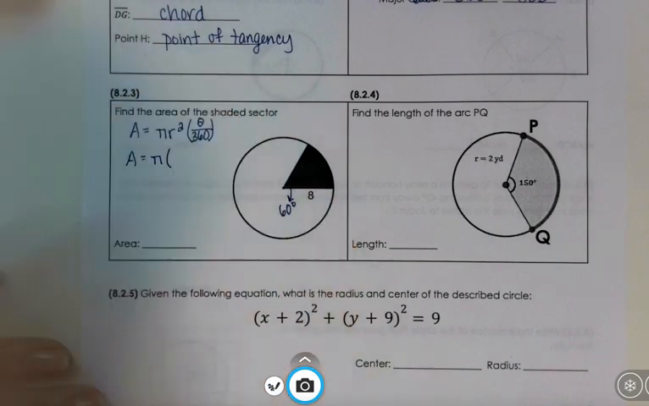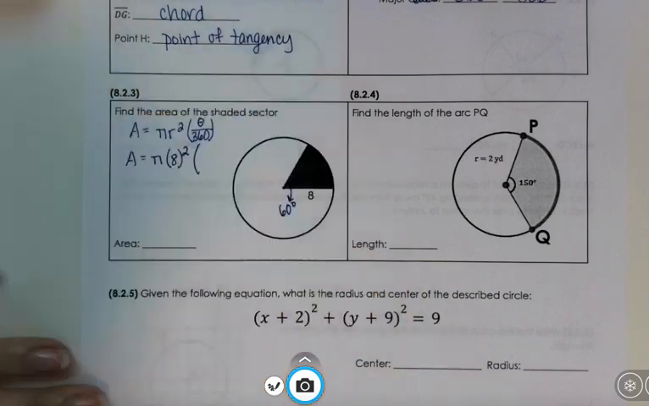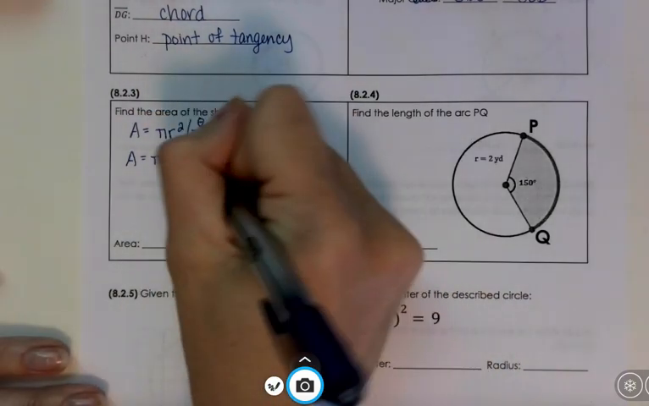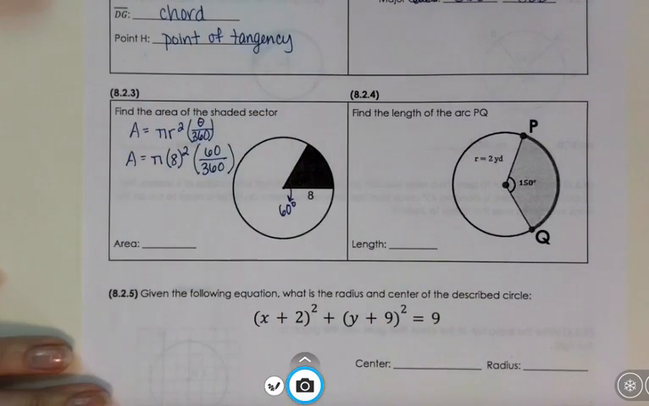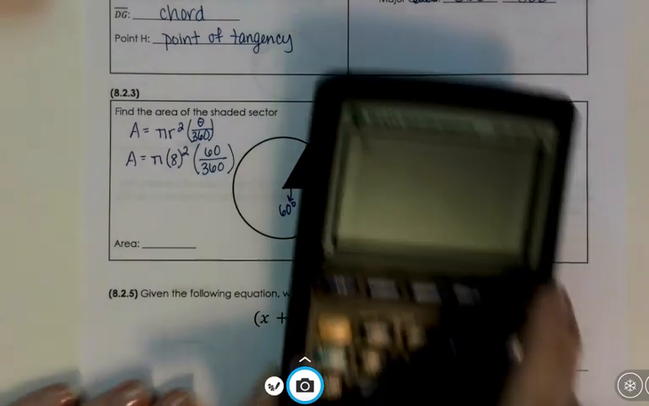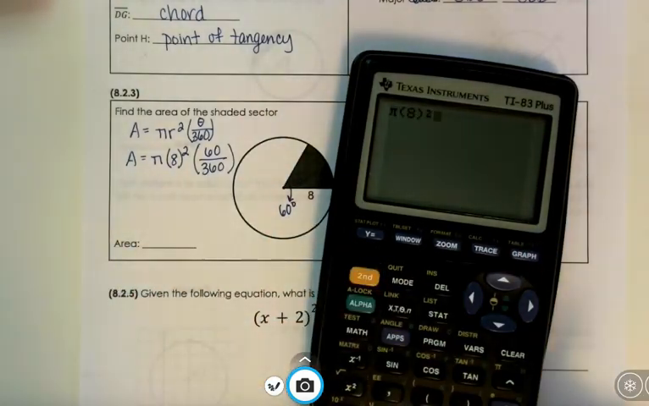Pi is a number. My radius is 8, so I'm going to put that inside parentheses with my exponent on the outside. And then for my fraction, my central angle is 60, so I'm going to do 60 over 360. Then with this, I can type this all into my calculator. So we have pi 8 squared times 60 divided by 360. And I want to make sure that my fraction is inside parentheses.